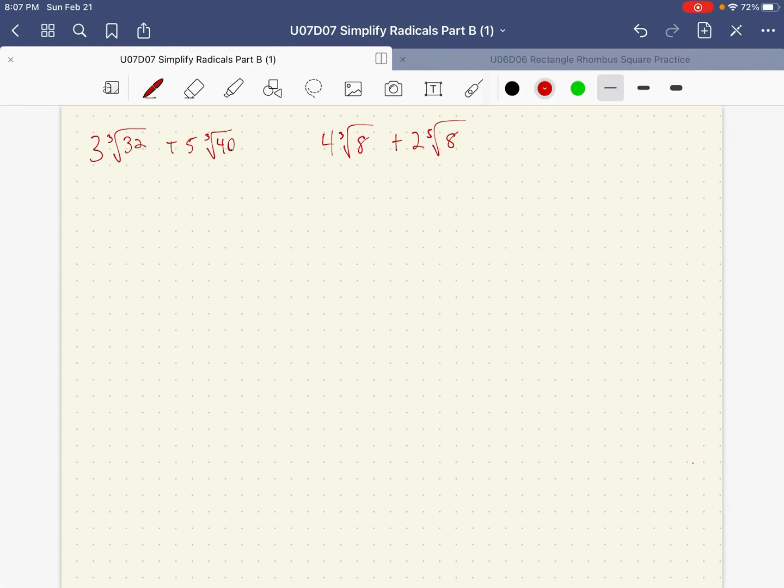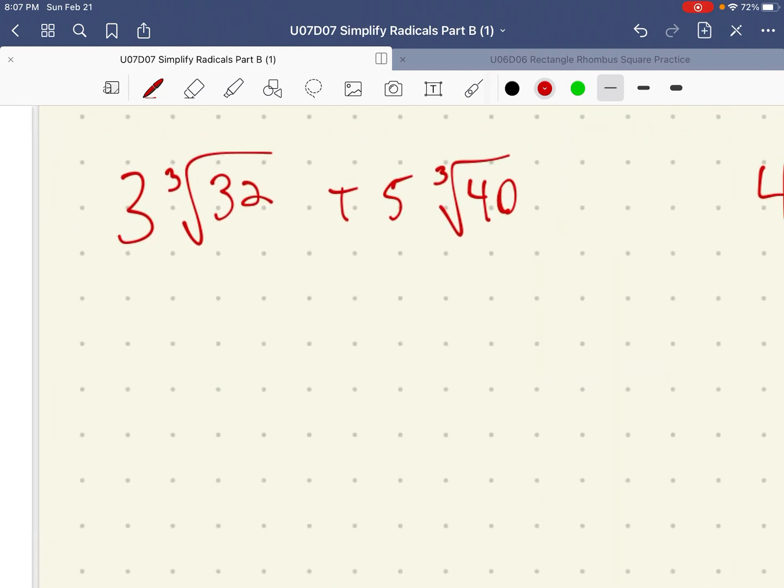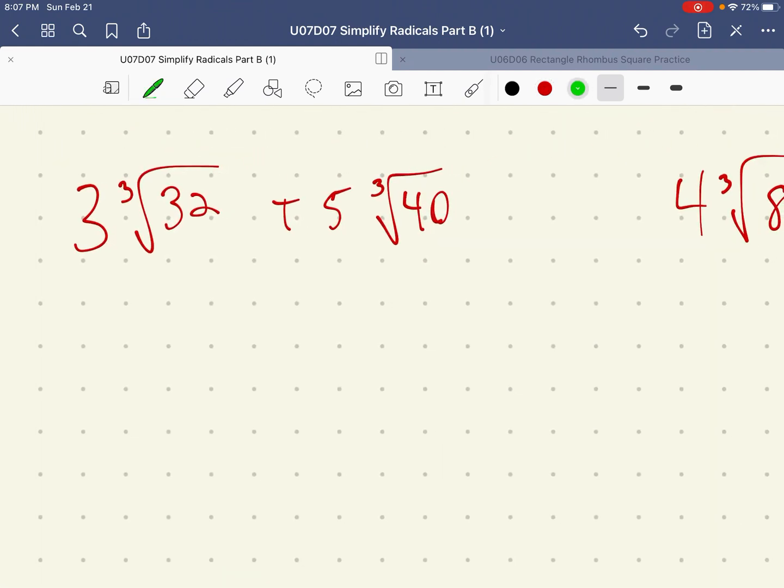Hey guys, we're just going to review what we've learned so far about radicals with indexes other than 2, as well as learn one or two new things. Firstly, a reminder of how to simplify a radical: we're going to take the prime factorization of the radicand. The radicand is the number inside of the radical. In this case, we're going to have 32.